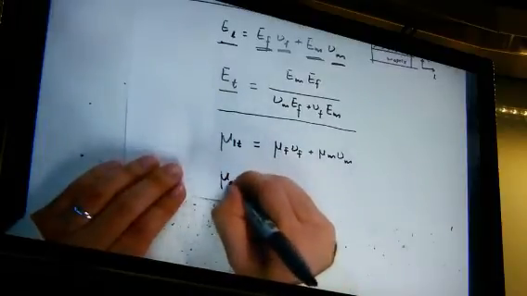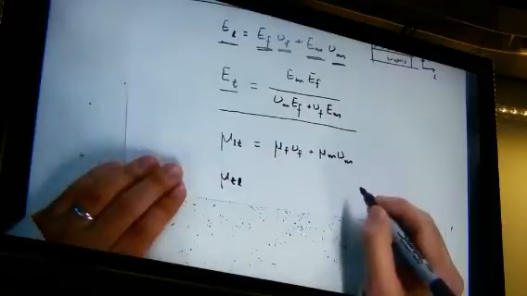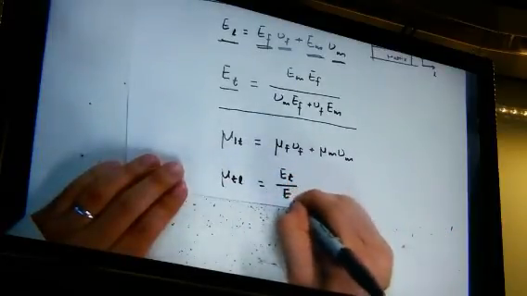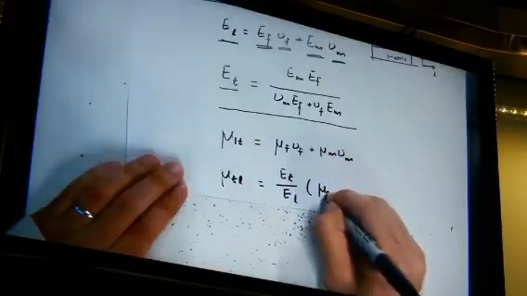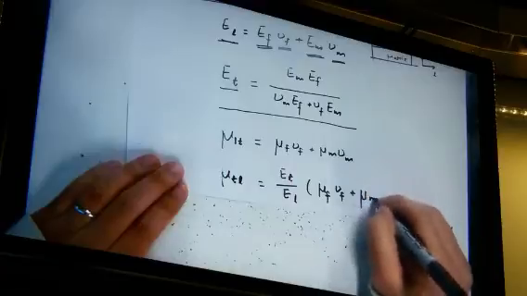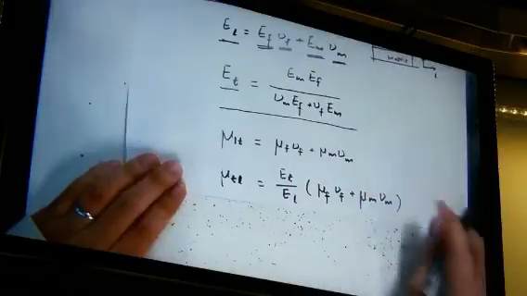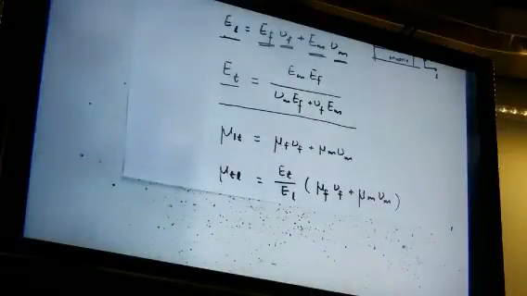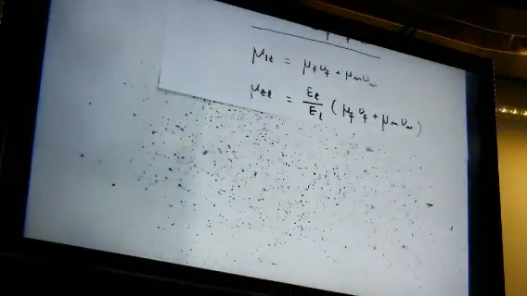And another one is the minor Poisson's ratio, μ_TL, equal to E_T over E_L times (μ_F V_F plus μ_M V_M). So μ_F and μ_M are the Poisson's ratios of the filament and the matrix, and V_F and V_M are the volume fractions of the filament and matrix. So this is modulus and Poisson's ratio.